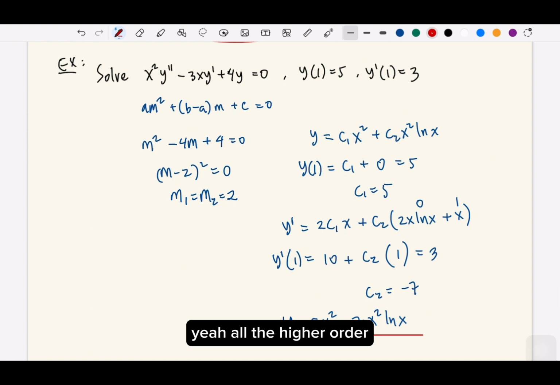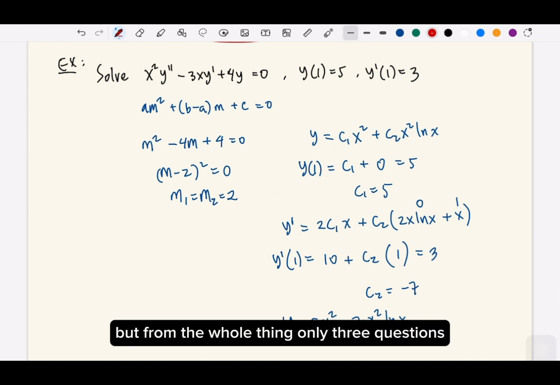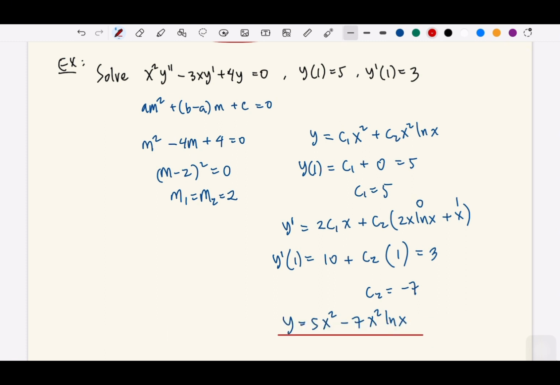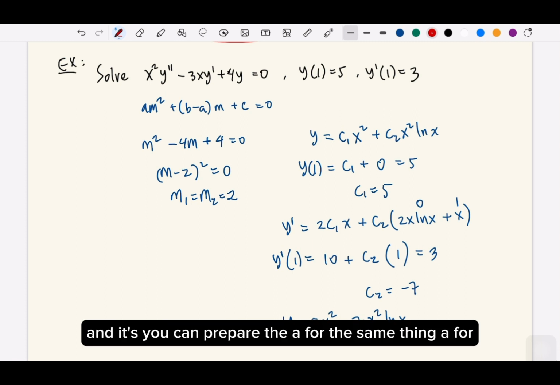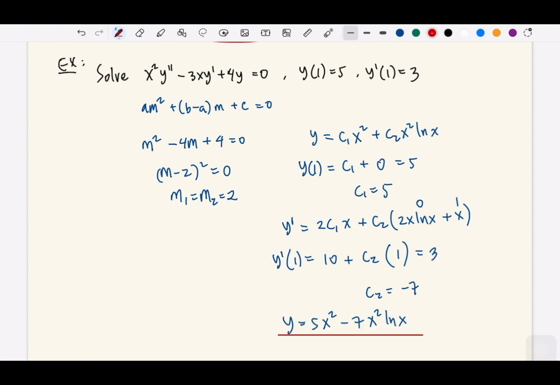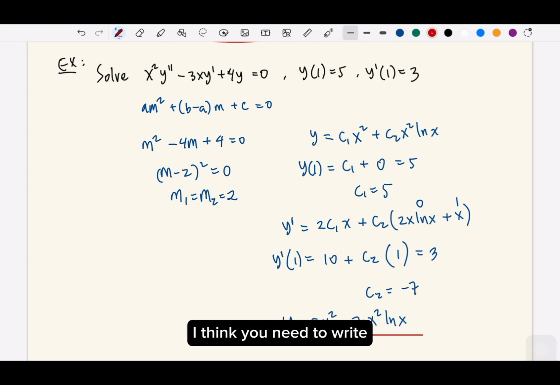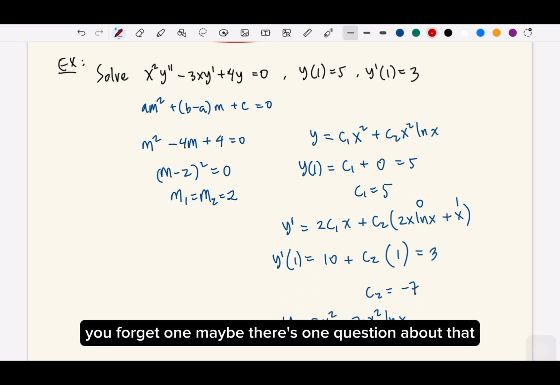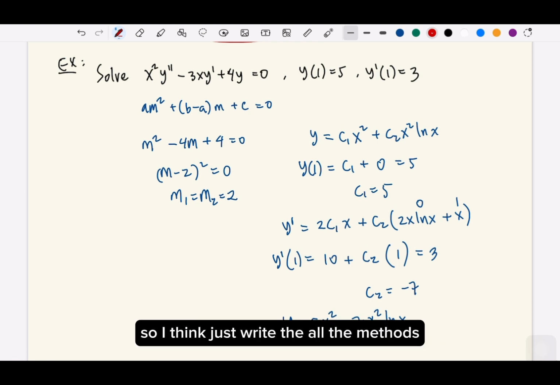Yeah, all the higher order, but not all, from the whole thing there are only 3 questions. So I don't think I can fit everything inside. And you can prepare the A4, the same thing, A4. And then each method, I think you need to write. If you forget one, maybe there's one question about that. So I think just write all the methods.